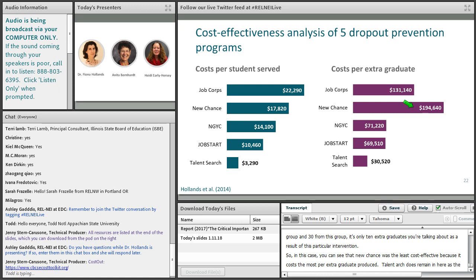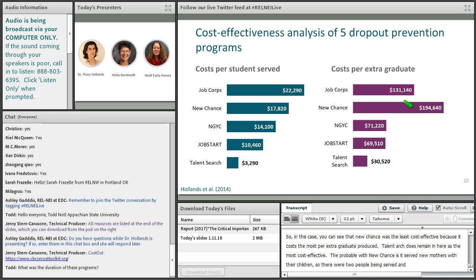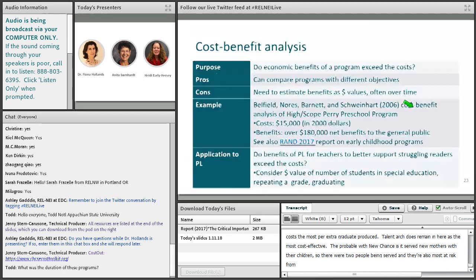The problem with New Chance in this case was that it served new mothers with their children, so there were 2 people being served, and they're also most at risk of dropping out from the programs in the first place.